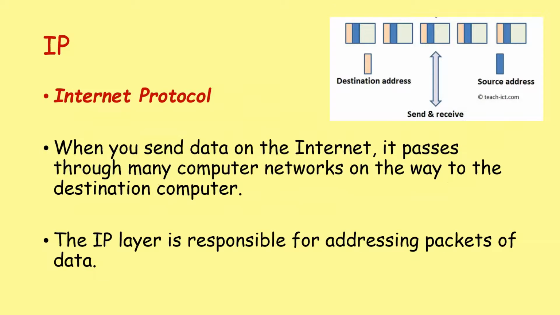What about the Internet Protocol? Well, when you send data on the internet, it passes through many computer networks on its way to the destination computer. Remember, the internet isn't just one network, it's all these different wide area networks put together. So the IP layer, the Internet Protocol layer, is responsible for addressing packets of data, and that's adding onto them a destination address and a source address.